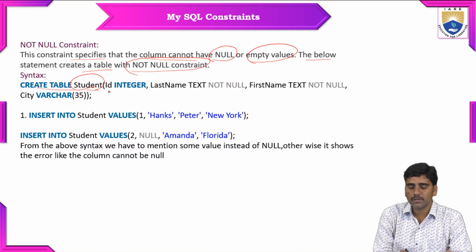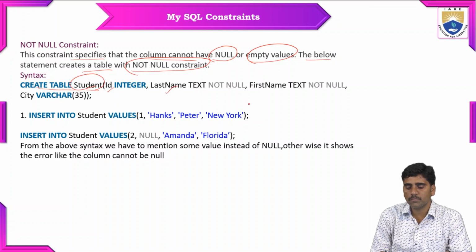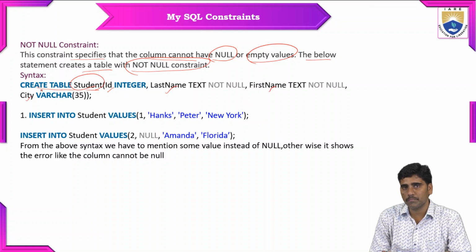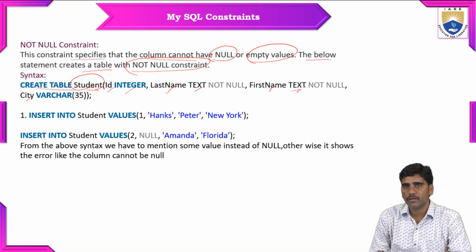Here the columns are: ID is one column, last name is one column, first name is one column, and city is one column. ID is integer data, last name is text data, first name is also text data, and city is varchar data.